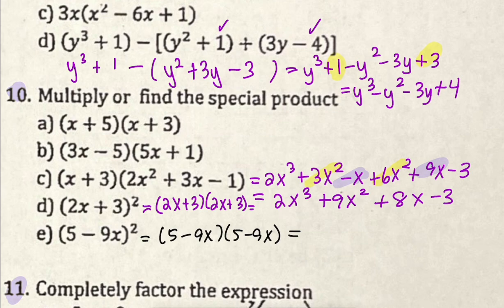We're good to go. If we distribute the 5 to both things, we get 25 minus 45x. If we distribute the negative 9x to both things, we get negative 45x plus 81x squared.